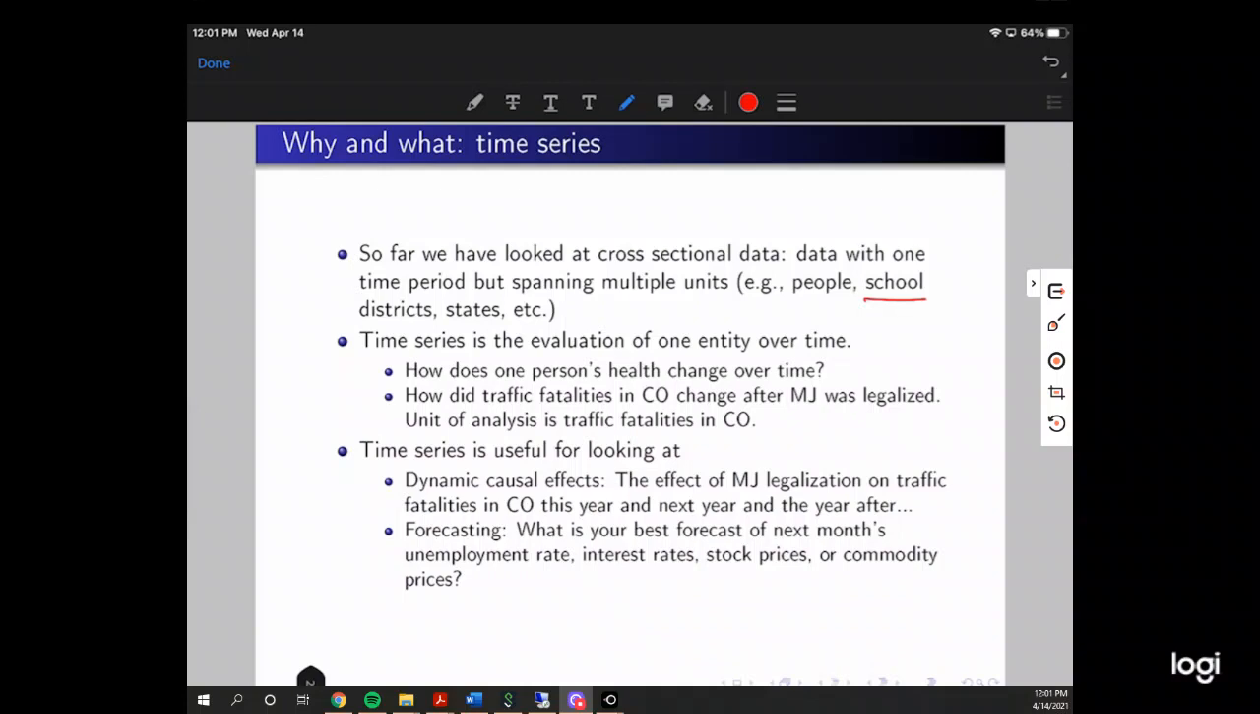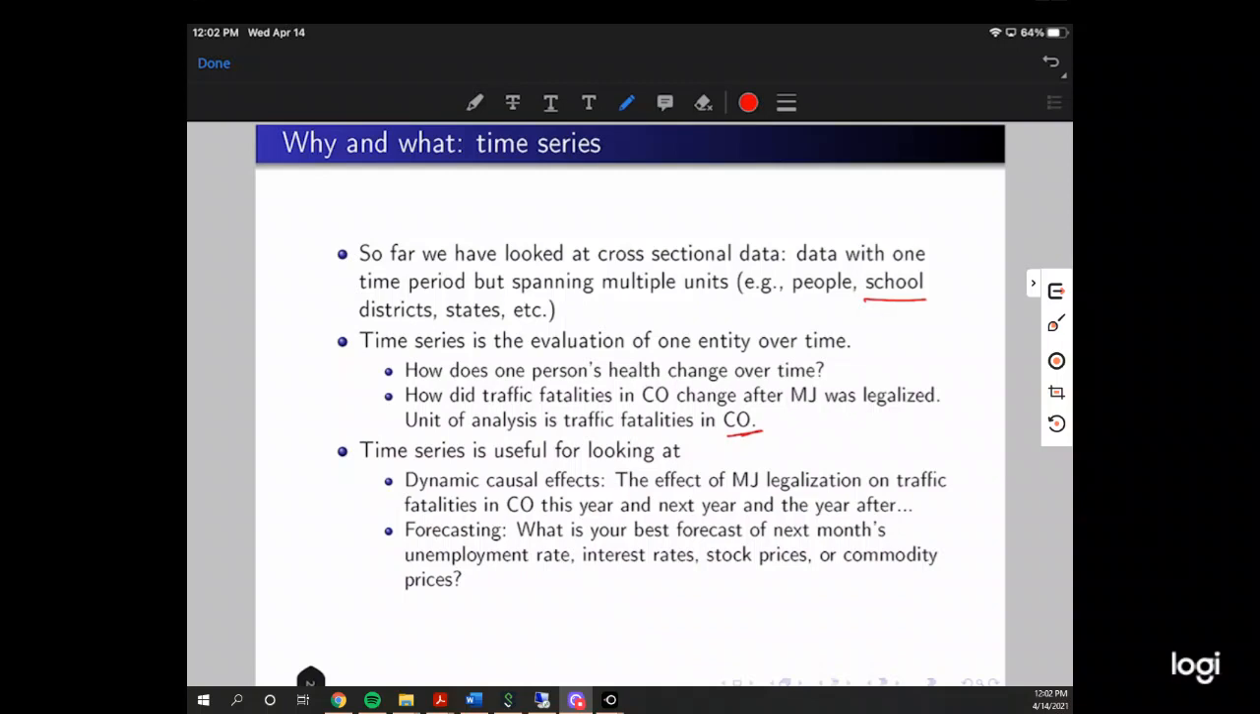Time series is the opposite. It's the evaluation of one entity over time. So we might only have one school district we're looking at, but we have many observations of that school district over time. Another example is, how does one person's health change over time? Or how did traffic fatalities in Colorado change after marijuana was legalized? The unit of analysis is traffic fatalities in Colorado, and we have a time series of it. We have it over time.